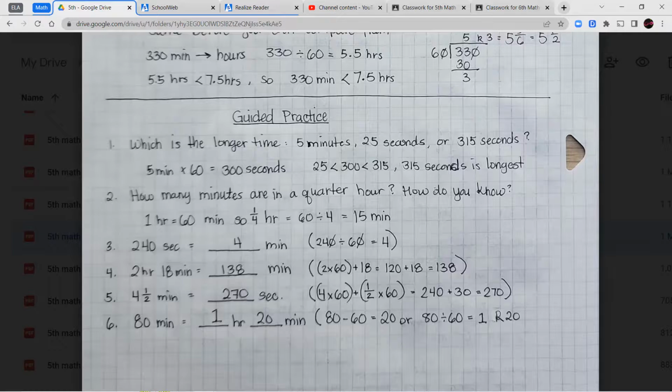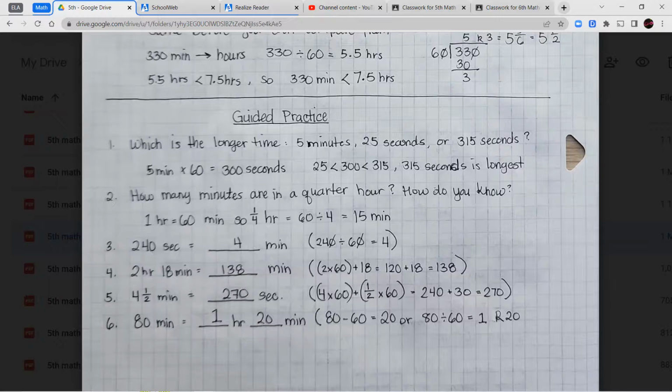Number 2, how many minutes are in a quarter hour? How do you know? So 1 hour is 60 minutes. So 1/4 hour is going to be that 60 times 1/4, or 60 divided by 4, which equals 15. So there are 15 minutes in 1/4 hour.